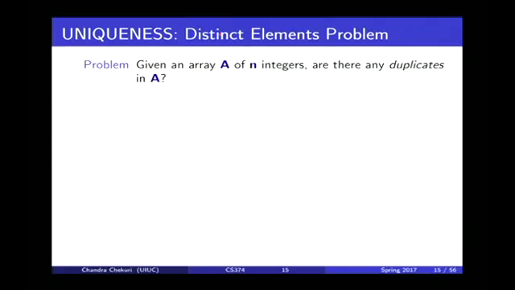All right. Okay, now let's do a simple example, something that you understand very easily, unlike elephant hunting. So given an array of n integers, are there any duplicates in this array? Are all the elements or numbers distinct? Or are there two numbers which are the same in the array?